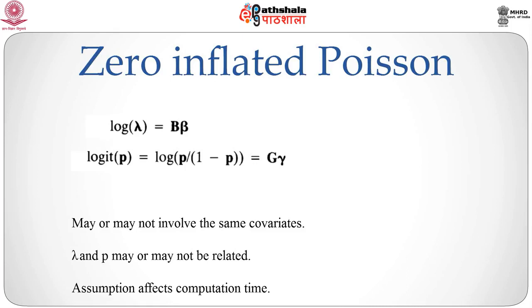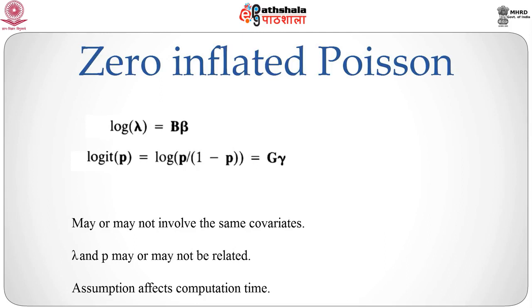We could, for example, have situations where B is equal to G, in which case ZIP regression requires twice as many parameters as Poisson regression. At the other extreme, we could have a situation where the probability of the perfect state does not in fact depend on covariates. In this case, G is a column of 1s only, and ZIP regression requires only one extra parameter than Poisson regression. We could also have intermediate situations.